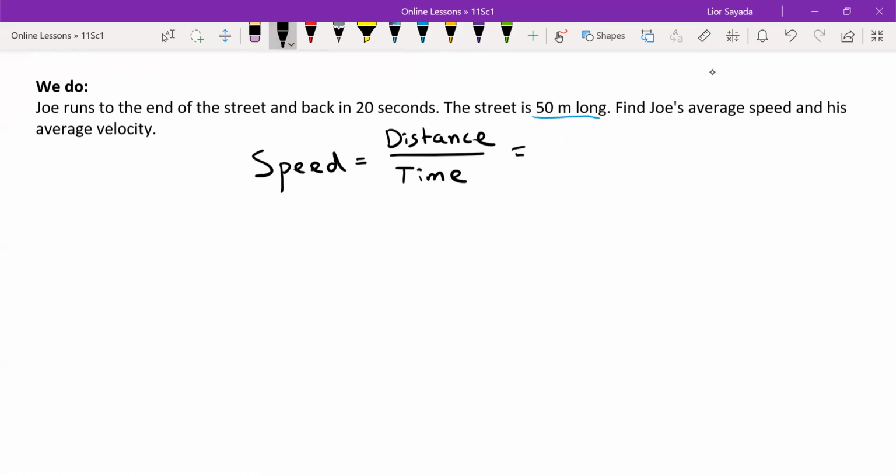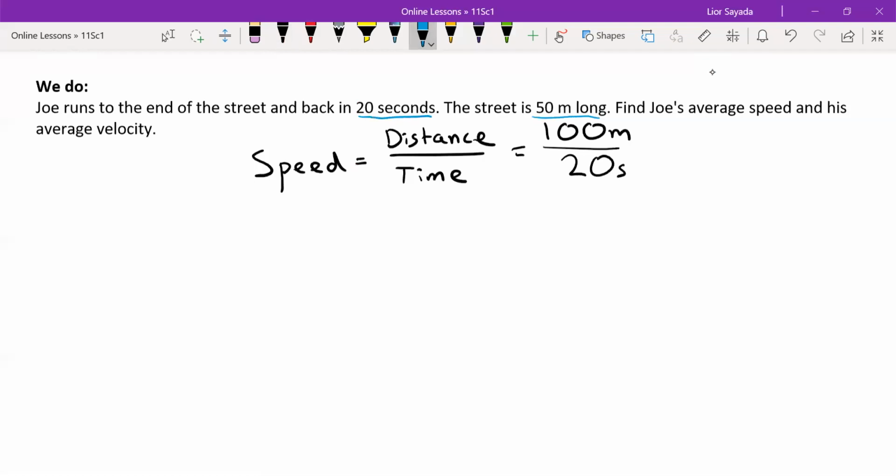Hopefully you realize that if Joe has run to the end of the street and back, and the street is 50 meters long, how far has Joe actually traveled? Joe has actually traveled 100 meters. So Joe's distance is 100 meters. How long did that take him? It took him 20 seconds. We can see that over here in the question.